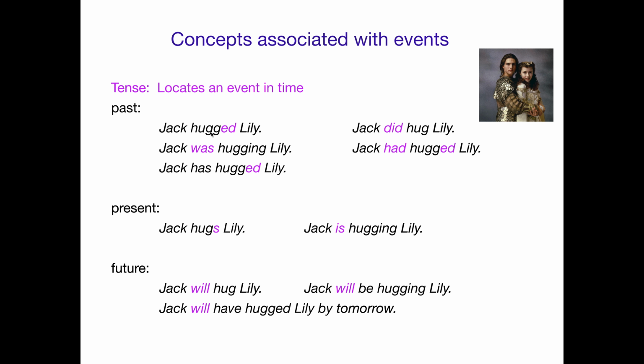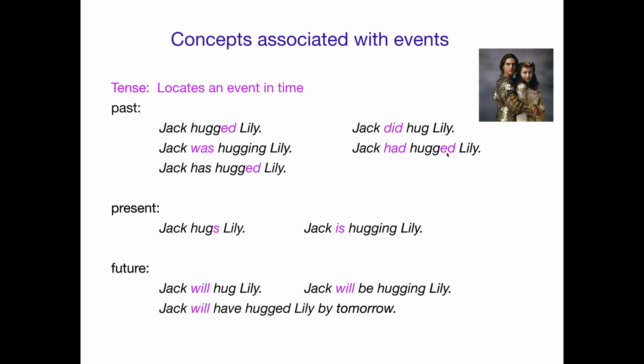So if it happened in the past, then you'll see in English these endings, like Jack hugged Lily, the hugging event happened in the past. Or you might see that same information communicated as Jack did hug Lily. So the did is telling you that it happened in the past. Jack was hugging Lily, so that hugging event happened in the past. So you can tell that from was or were.